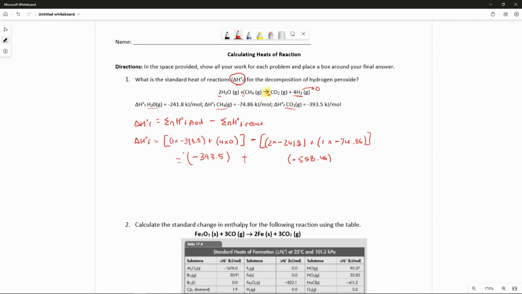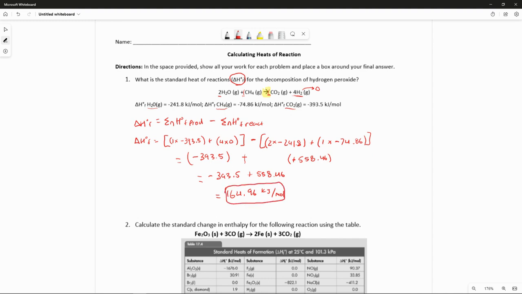So then all you've got to do is subtract from this. Subtracting makes it an addition. So you're taking negative 393.5 and adding 558.46 to it. And that will give you your final answer of 164.96 kilojoules per mole.